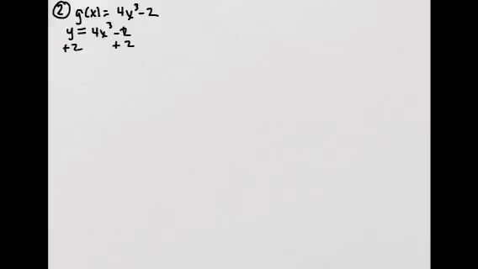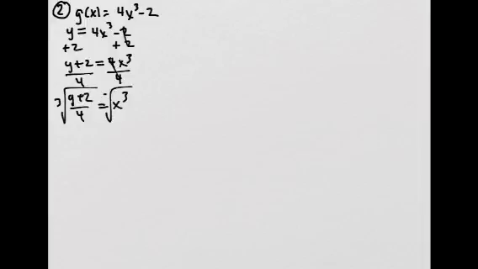Your goal is to leave x by itself. So you have y plus 2 equals 4x cubed. We're going to divide by 4. And so now you have y plus 2 over 4 equals x cubed. So now you're going to take the cube root of both sides. And so that leaves x by itself. So cube root of y plus 2 over 4 equals x.